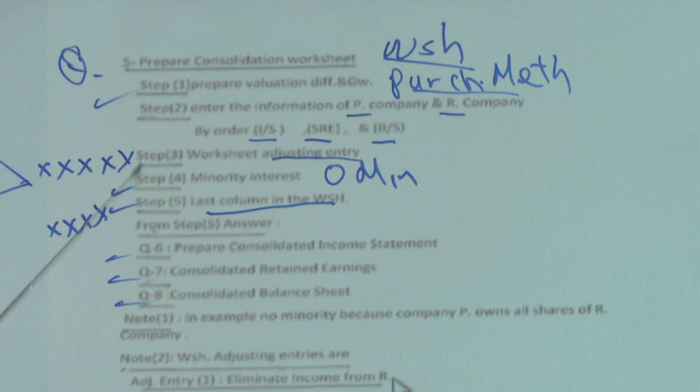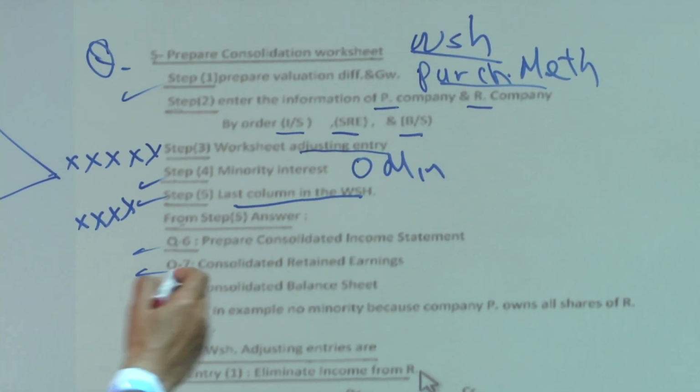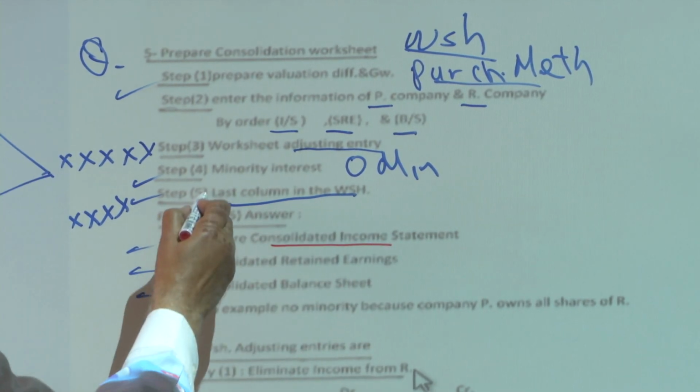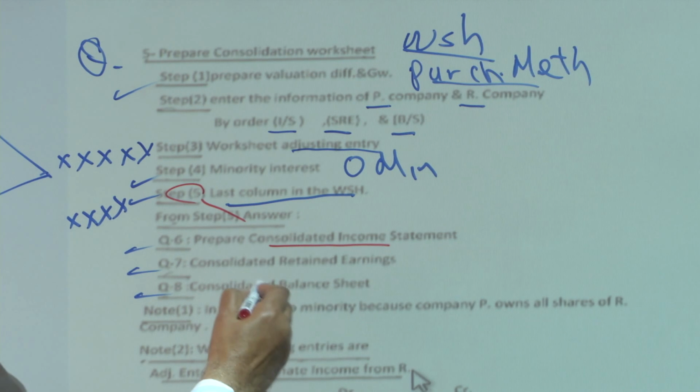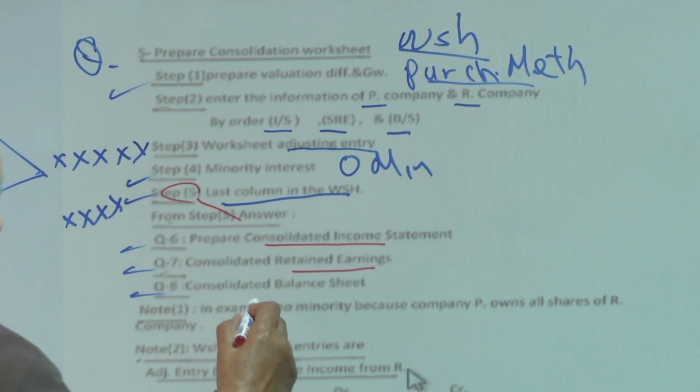What are you going to do? Well, I finished the worksheet. Yes, you finished it. But I ask you, prepare the consolidated income statement. You need to take it from here. Prepare the consolidated retained earnings. You take it from here. And you take the balance sheet from here.